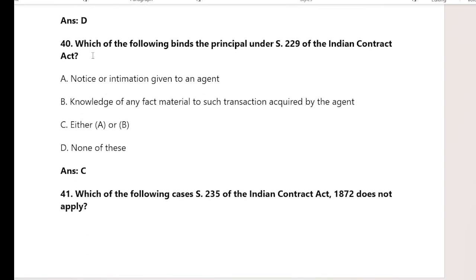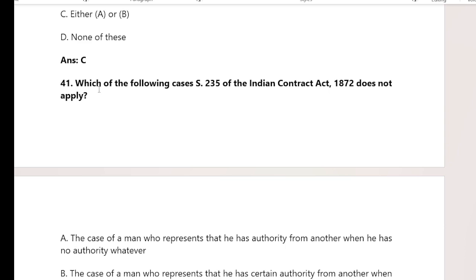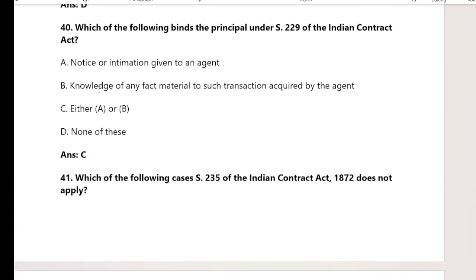And the next question is, which of the following binds the principal under Section 229 of the Indian Contract Act 1872? A: a notice or intimation given to an agent. B: knowledge of any fact material to such transaction acquired by the agent. Option C is either A or B. Option D is none of them. The right answer is option C, either A or B.